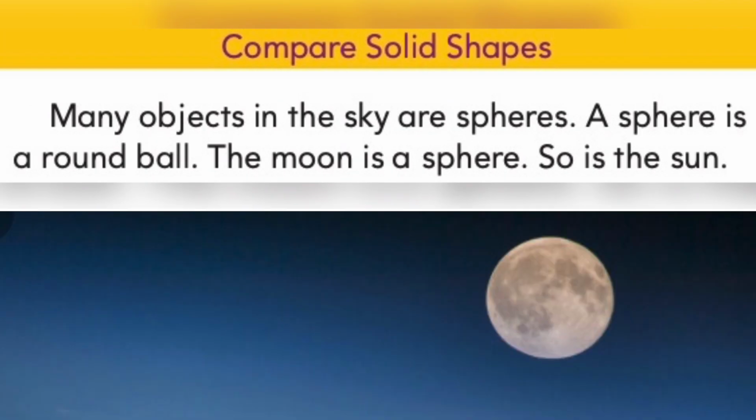Let's look at the shape of things in the sky. Many objects in the sky are spheres. A sphere is a round ball. The moon is a sphere. So is the sun. Let's show what we know about things in the sky.